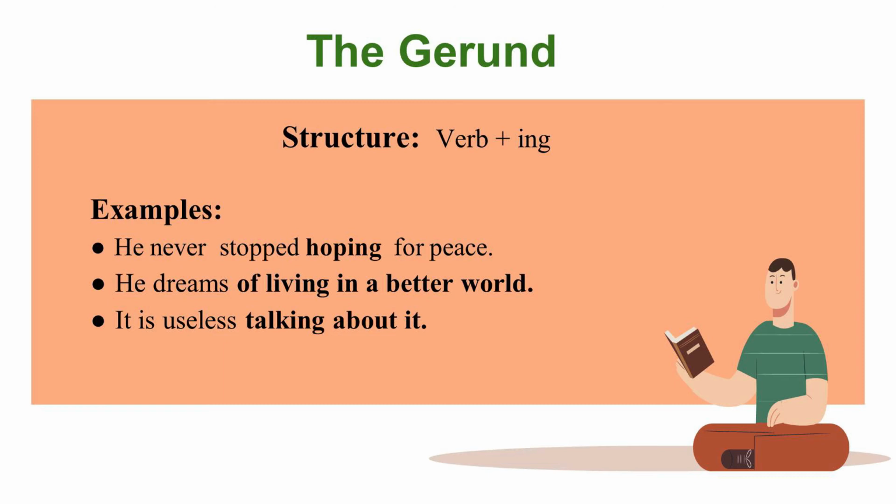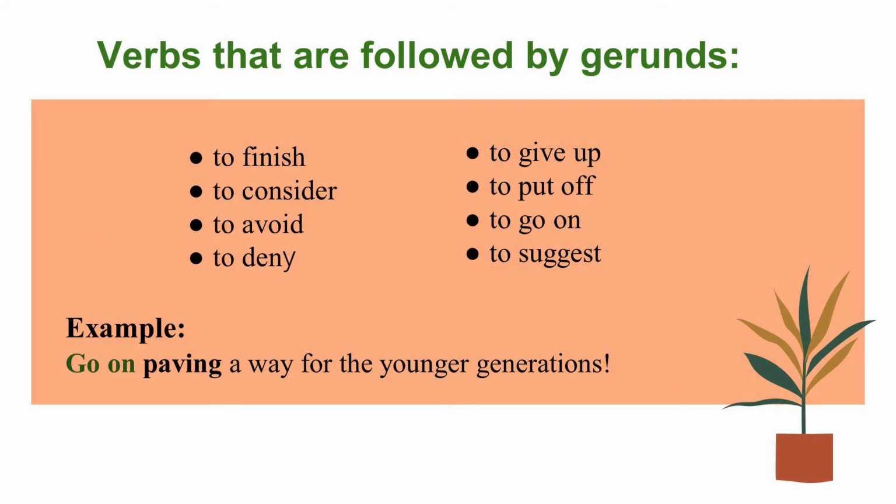Now, I want us to remember some verbs that always take gerund. Some of these verbs are to finish, to consider, to avoid, to deny, to give up, to put off, to go on, to suggest. An example: go on paving a way for the younger generations. As we already know, go on always takes gerund, the ing form.